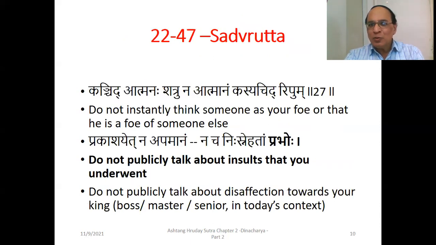Kanshit atmana shatru na atmanam kanshit ripum. Do not instantly think someone is your foe. He may be a foe of someone else. Do not do like that. Be positive in all respects.